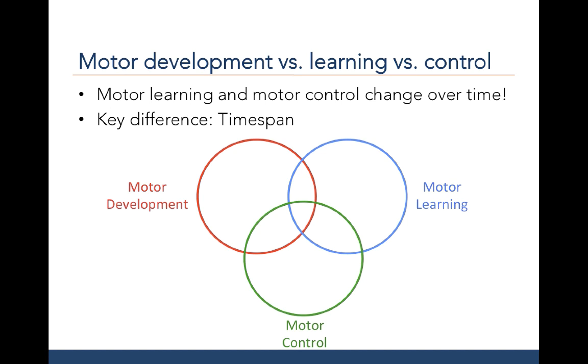When we put all of these things together, we see considerable overlap between these 3 domains of motor behavior. In particular, motor learning and motor control both involve changes over time. However, the key difference between these three domains is the time span of interest. In the case of motor development, we are concerned with big time frames like infancy, childhood, adolescence, adulthood, old age, and the entire lifespan.